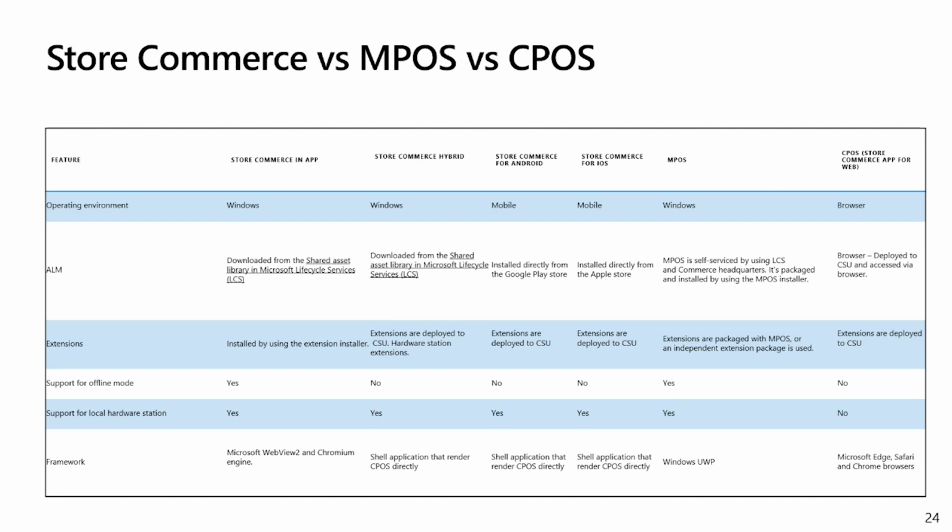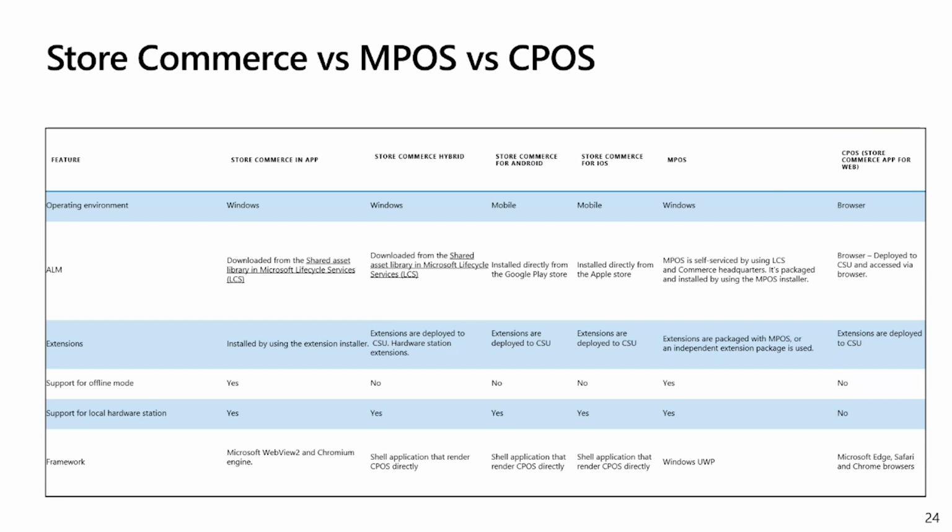Now, this is a comparison slide between store commerce app, in-app mode, hybrid mode, store commerce app for Android and iOS, and MPOS and CPOS, store commerce app for web. The operating environment is Windows for store commerce app, except for Android and iOS where it's mobile.